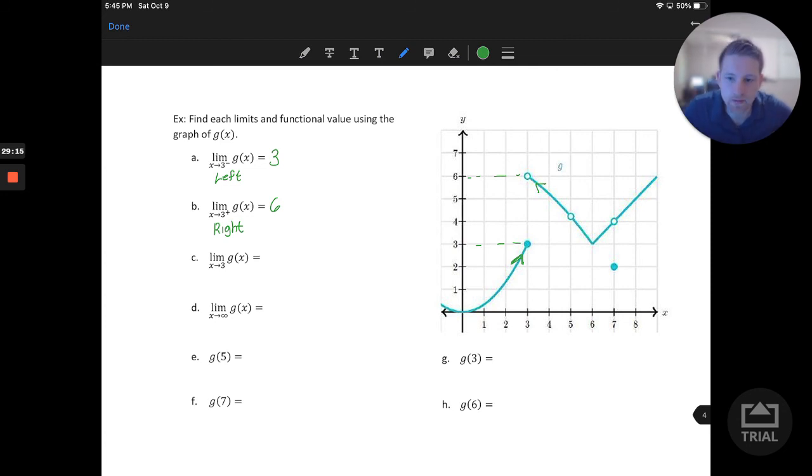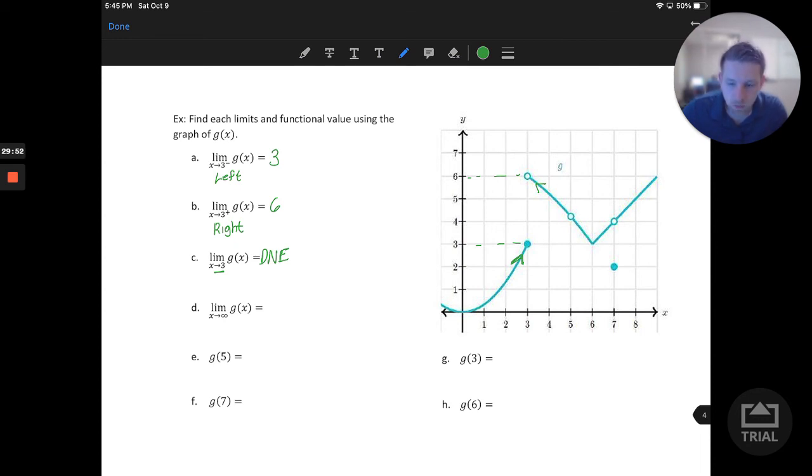And again, this is a case where those one-sided limits do not agree. One is approaching 6, and the left side is approaching 3, and so that two-sided limit as x goes to 3 does not exist. So D and E could be another appropriate label there. That limit does not exist because the two one-sided limits do not agree.